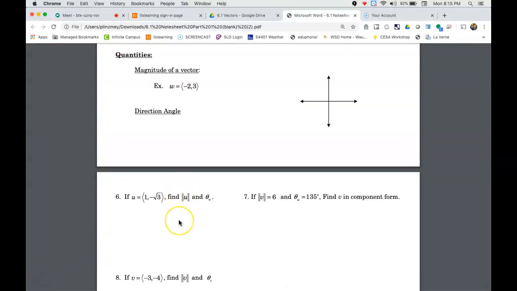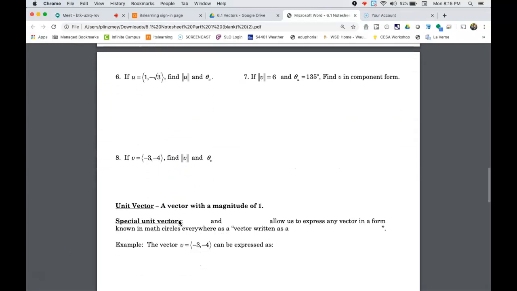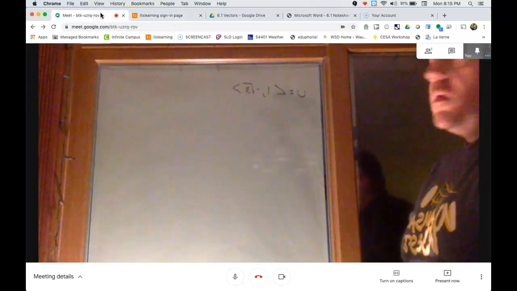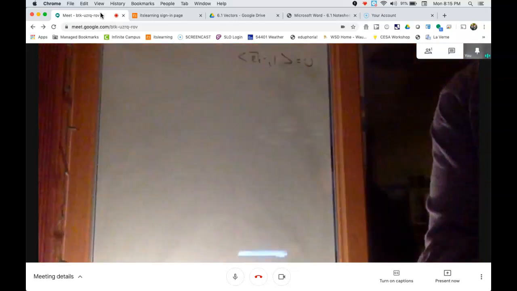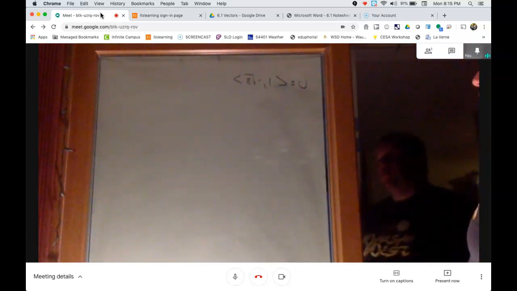So now we're on page 3, the top of page 3. Now let's try number 6 here. If u has the vector of 1 comma negative square root of 3, we want to find the magnitude of u and the direction angle of u. So there's my vector. U is 1 comma negative square root of 3.